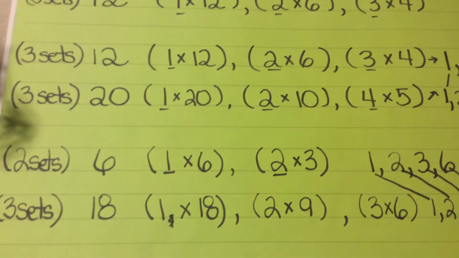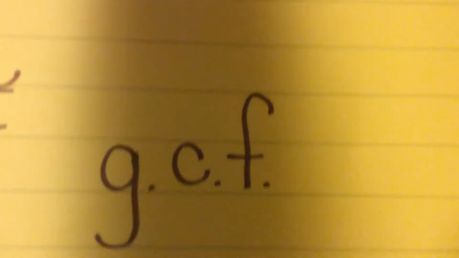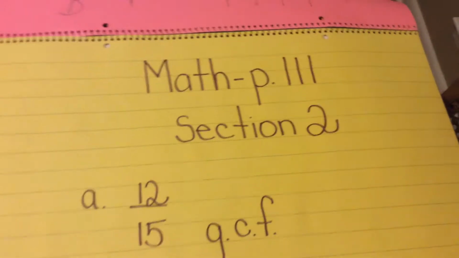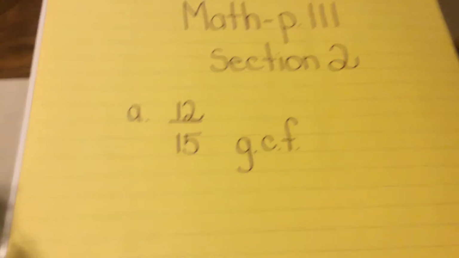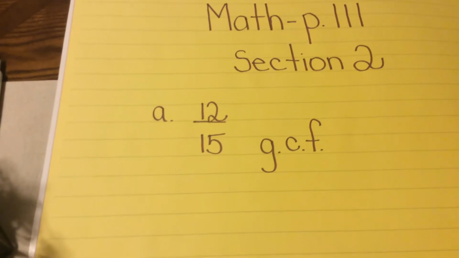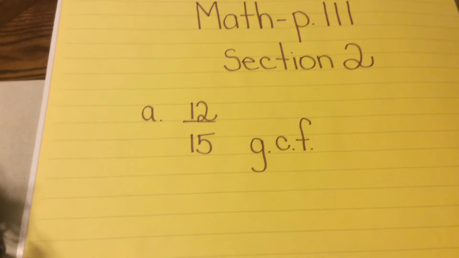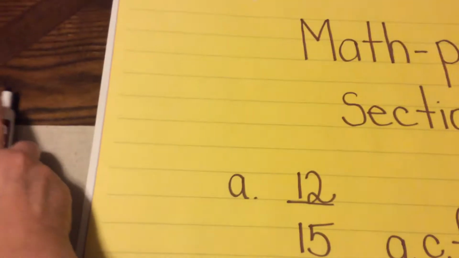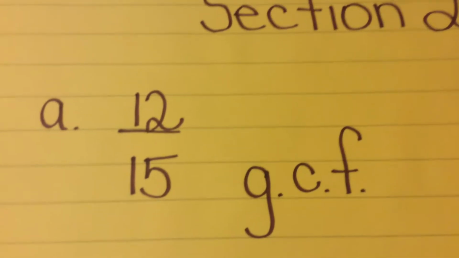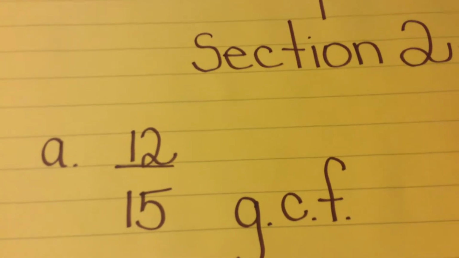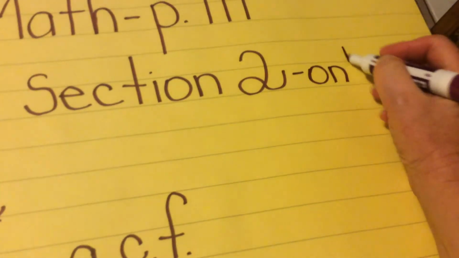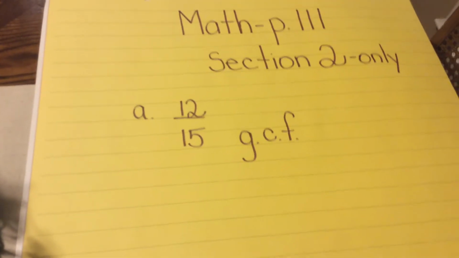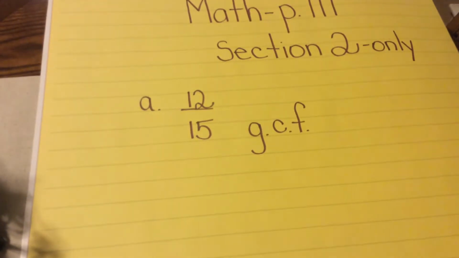All right, we are on section 2 today. This is the only section that we are doing. We're on page 111, section 2, and we've got fractions, so we're looking at section 2 only today, okay? I'm going to write "only" on here, and I've also got it on Weebly. Section 2 only, okay? And they're asking us to look for the greatest common factor. Not the common factor, the greatest common factor, okay?